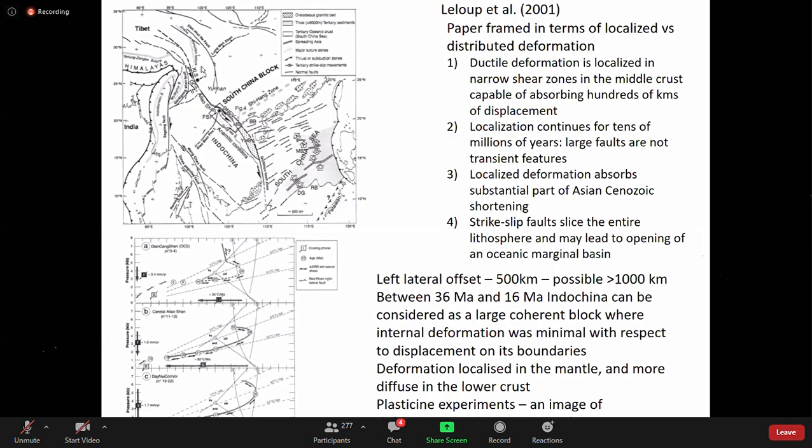So for the escape tectonics model, the Red River Fault displacement here, Leloup published a very significant paper on this, where he talked about the localization of deformation that continued for tens of millions of years, that absorbed a substantial part of Asian Cenozoic shortening, that the strike-slip faults sliced the entire lithosphere. They may have led to opening of the South China Sea. The lateral offset has been proposed between 500 to possibly 1,000 kilometers that occurred between 36 and 16 million years.